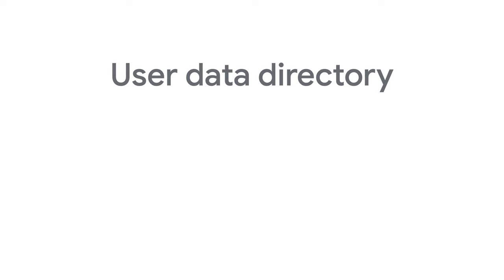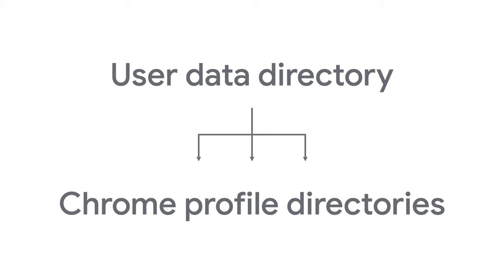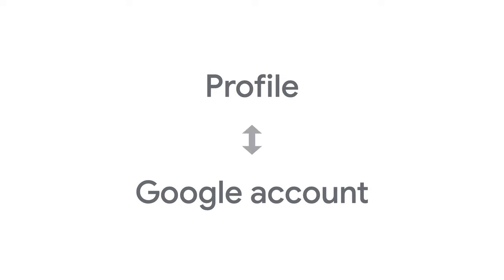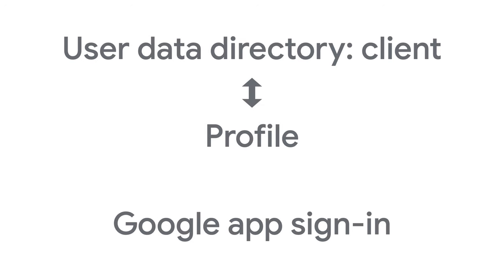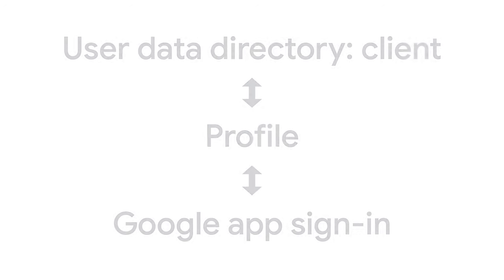So, just to recap, you have a user data directory on your device that corresponds to a Chrome client. Profile information is stored in directories in the user data directory, and a profile can be associated with a Google account to enable sync. And you can sign into Google apps such as Gmail and Maps for different Google accounts from the same profile. But there's one more thing to consider.